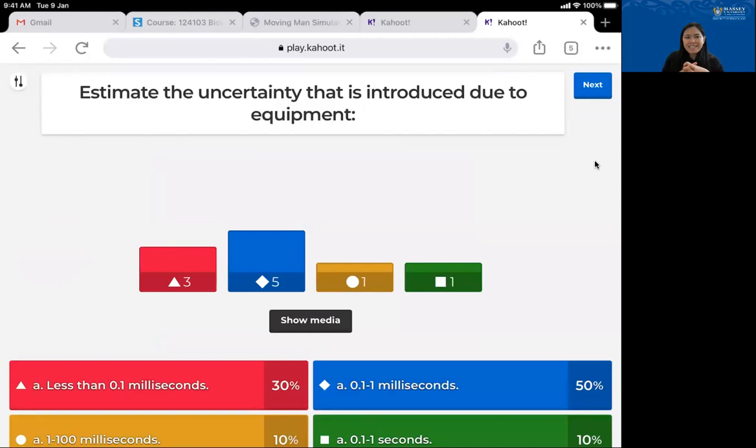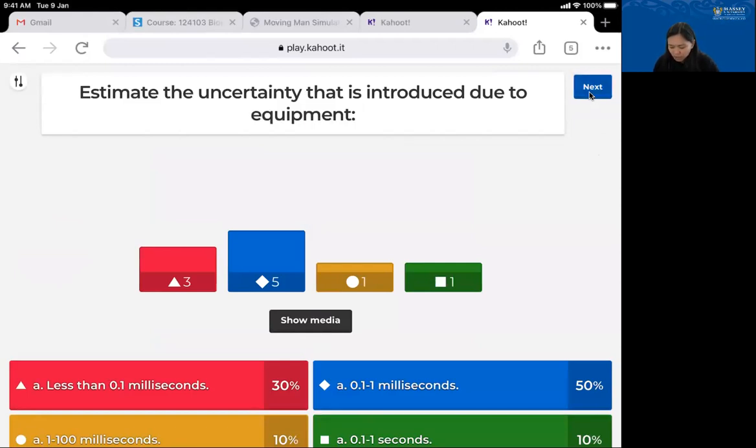0.1 to 1 seconds, I would say, is very crude. That would be like counting in your head, which is not a sensible way of measuring your time. So time would usually have a small uncertainty in the millisecond range.